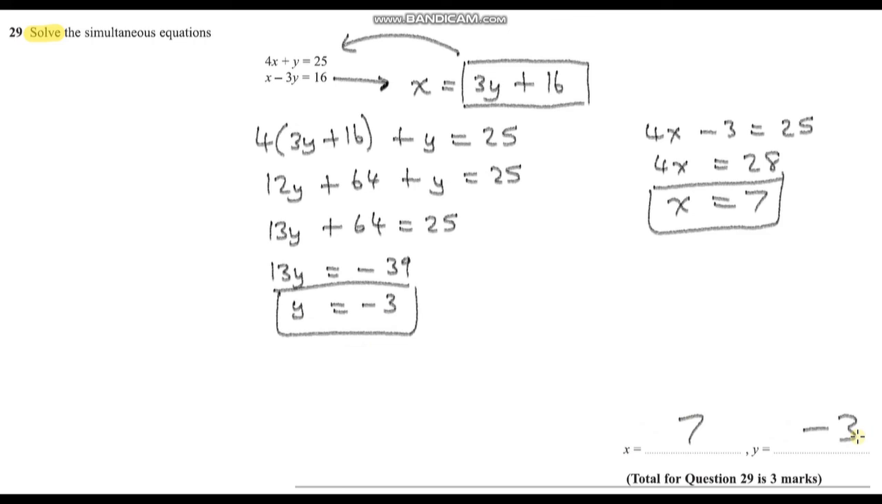And that was the last question, you will be pleased to know. So there was a lot to get your teeth into in that paper. So how did you get on? Hopefully my workings out helped you.